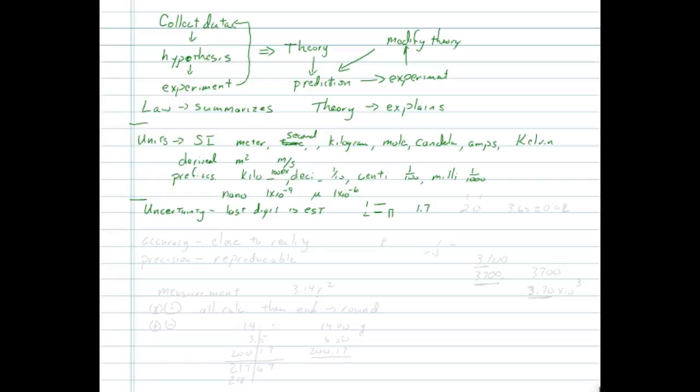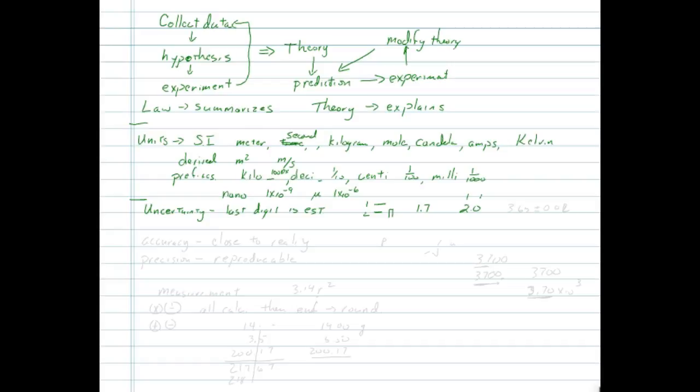Now somebody else might call it 1.8. Nobody will probably call it 1.1. If it was dead on the line, if it was dead on the 2, you call it 2.0. If the scale goes up by ones, the estimated digit is the tenths. If the scale goes up by thousandths, then the estimated digit is the 10,000ths.